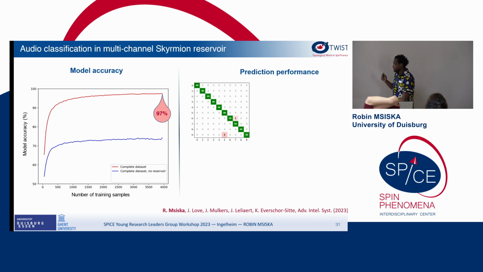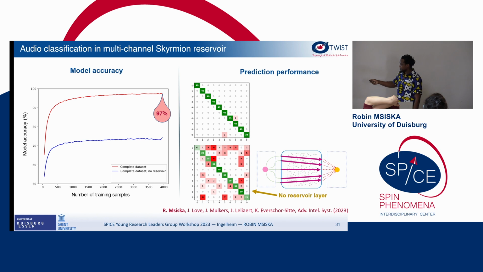And just as a sanity check, we bypass the reservoir. We see what would happen if we just fed the input data and just did the training on the output without even going through the reservoir transformation. And we, of course, don't see very good performance.